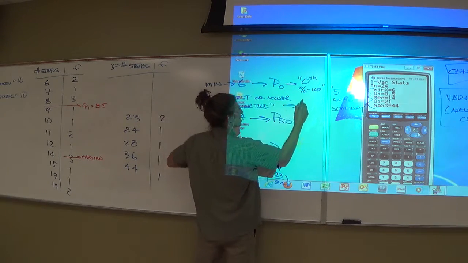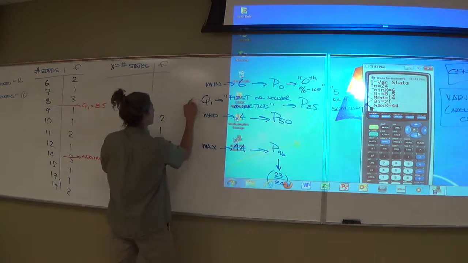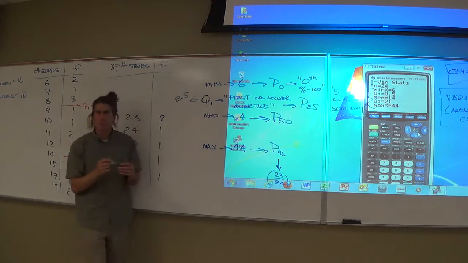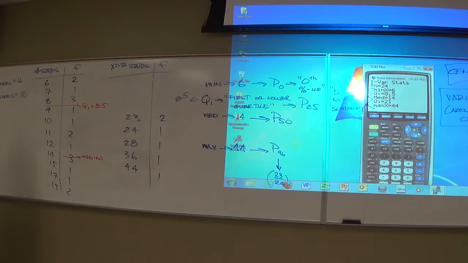And all it is, it's the 25th percentile. For us, it's 8.5. Does the fact that it's 8.5 bother anybody? It's the same way our median sometimes is one of our data points. Sometimes our median comes up to be a 0.5 because it's between two other data points or something else.